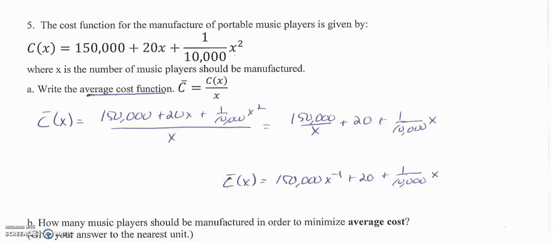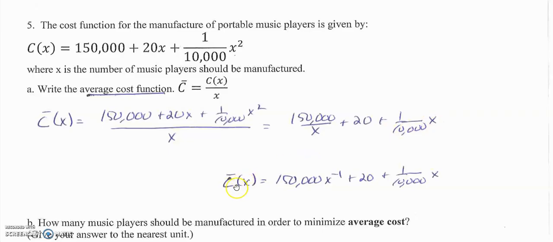Number 5. The cost function for the manufacturer of portable music players is given by C of x equals 150,000 plus 20x plus 1 over 10,000 x squared, where x is the number of music players to be manufactured. But we're not looking to minimize cost, we're looking for average cost. So to turn cost into average cost, you take the cost divided by x. 150,000 divided by x is 150,000 over x. 20x over x leaves you with 20, and 1 over 10,000 x squared over x, the x's cancel, so you get 1 over 10,000 x.